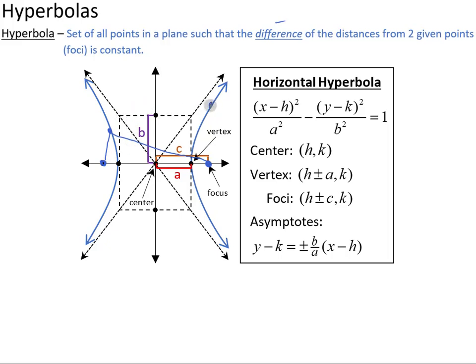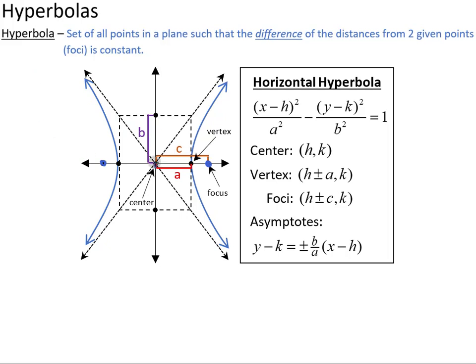So if I picked a point here, and we measured the distance to my focus here, and we were to subtract them, that difference would be the same, the difference between the two lengths. So that's how it's defined for all of these points that exist. Okay. Now, here's how you draw them, and this is really fun.